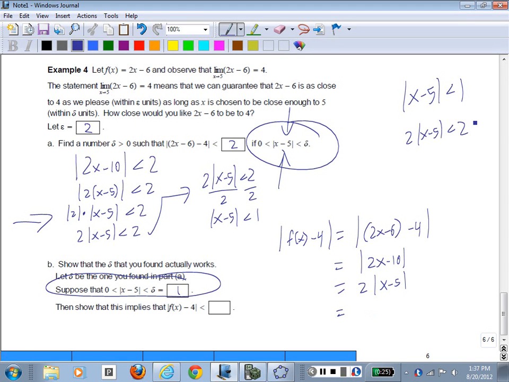2 times 1, I guess. So this is less than 2. So where did 2x minus 10 come from? The 2x minus 10, just the minus 6 minus 4, just kind of simplifying that expression. So that shows it for that particular epsilon.